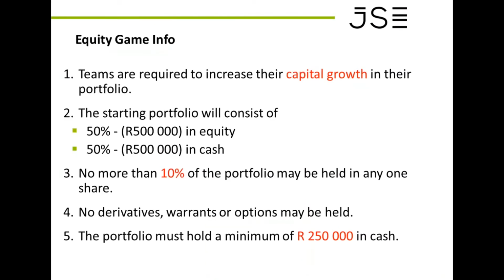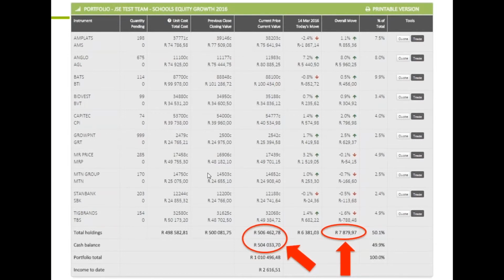If we go to the equity game, teams are required to increase their capital growth in their portfolio. And again, they're starting, but this time differently, with 500,000 in equity, in other words, shares, and 500,000 in cash. No more than 10% of the portfolio may be held in any one share. No derivative, warrant, or option may be held. The portfolio must hold a minimum of 250,000 Rand in cash. Again, I'll show you an example. You today have received these shares, okay, and you have been given 500,000 cash and 500,000 worth of shares.